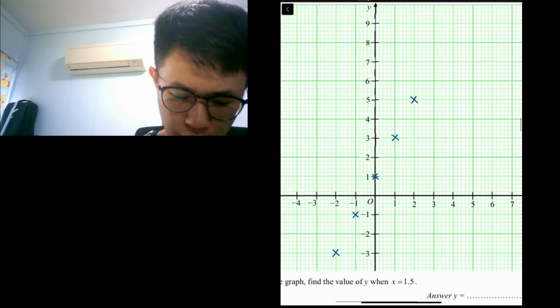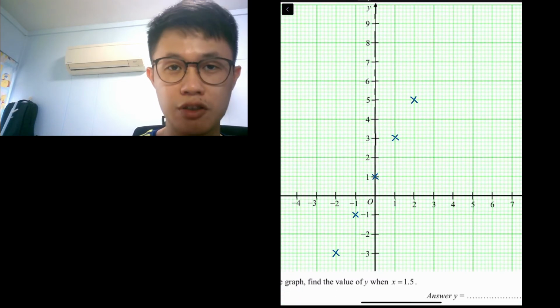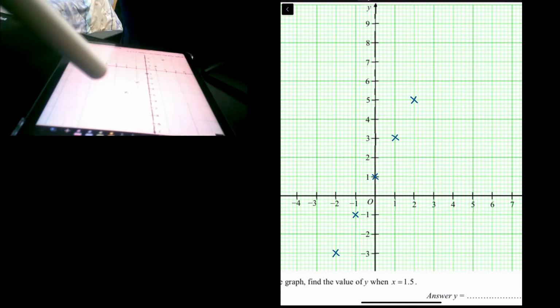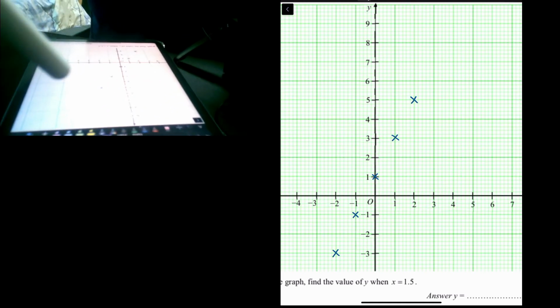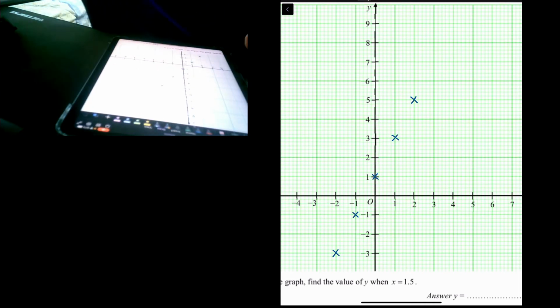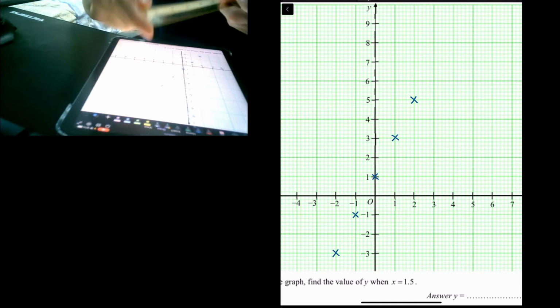Okay, so I have 5 points here, and they look like they lie on a straight line. So this is where it gets a little bit tougher. You got to see what I'm doing on the iPad. Okay, so what I'm going to do is I have these lines, right? I'm going to take a ruler and I'm going to draw a line. So take a ruler.